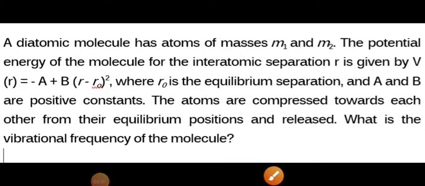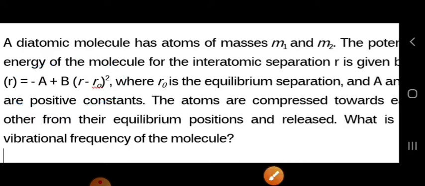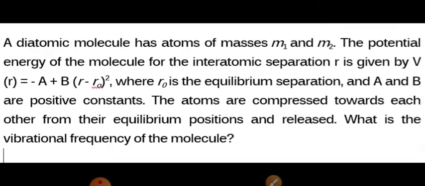Here is a question. Let's read the question. A diatomic molecule has atoms of masses m1 and m2. The potential energy of the molecule for the interatomic separation R is given by this function, V as a function of R is equal to minus A plus B times (R minus R naught) squared, where R naught is the equilibrium separation and A and B are positive constants.